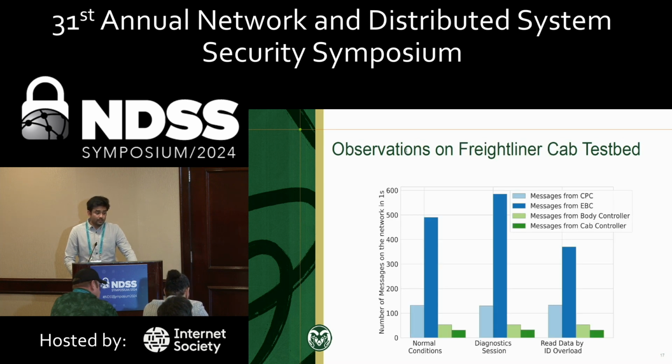We did observe the same thing on the Freightliner test bench as well. As you can see from the graph, the dark blue bar shows that during normal conditions, there are certain messages on the bus. During a diagnostic session, those messages actually increase due to normal diagnostic activity on the network. However, during the attack, you can see that the blue bar actually dipped down. So there was a decrease in activity from the brake controller, or EBC, as shown on this graph, standing for electronic brake controller.